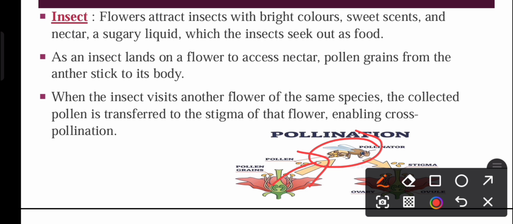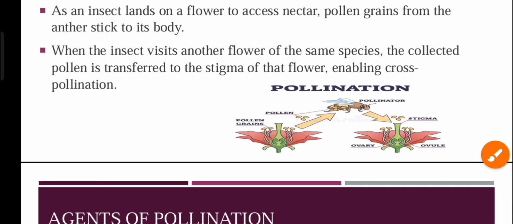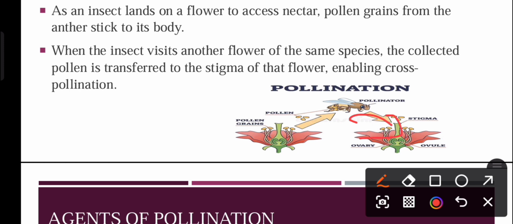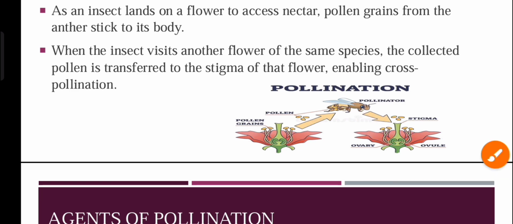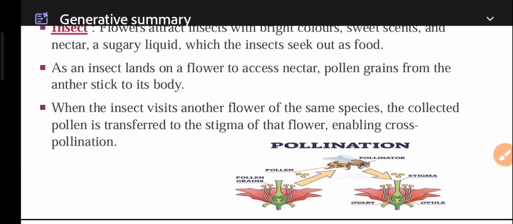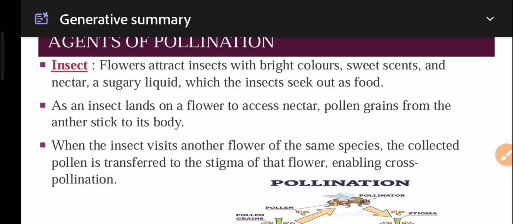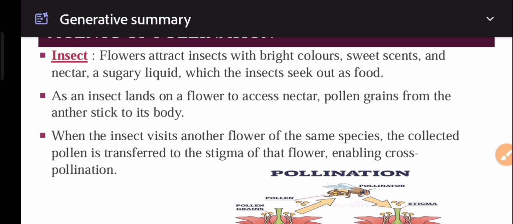When the insect visits another flower of the same species, the collected pollen is transferred to the stigma, and that enables cross pollination. Understand? This is about insect pollination.